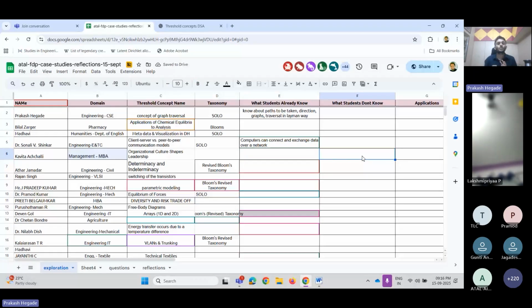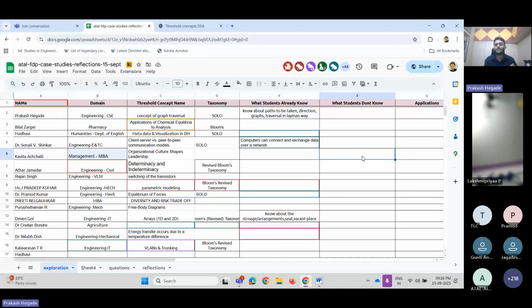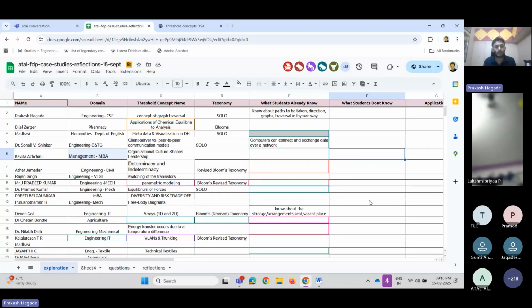What do you think your students already know about? There could be some more things which you could connect with time. For this part, I would recommend, please don't go ahead and ask an LLM, because this is something which you know from your class aspects. Deven sir, for 1D and 2D array, students know about storage, arrangement, seat, vacant place. Exactly, that's exactly how I want you all to be writing. Take a technical concept, think of it in a non-technical way, think of it from a sociological perspective. Think how we behave in the social order and write those things.